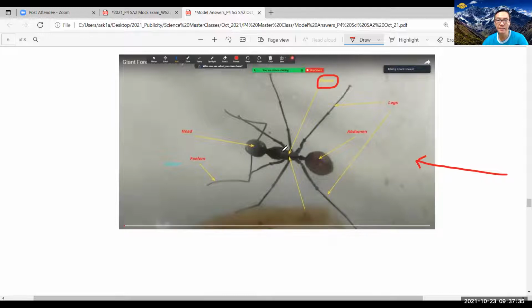Of the insect. So can you see here? You can screen freeze or screenshot. All the 6 legs originate from the thorax.